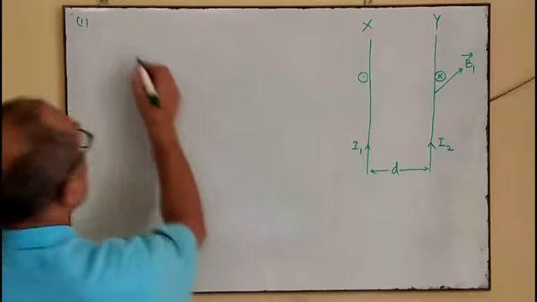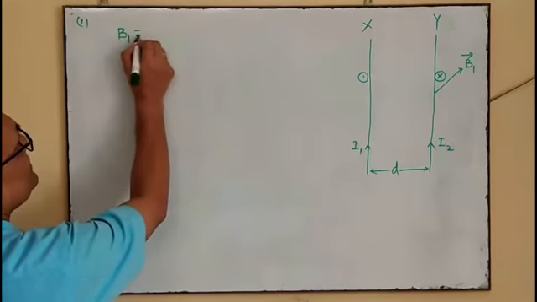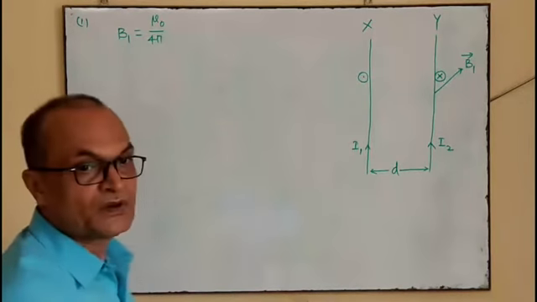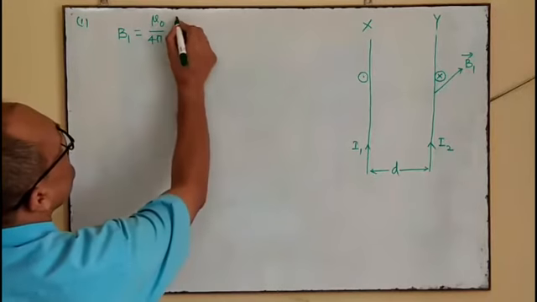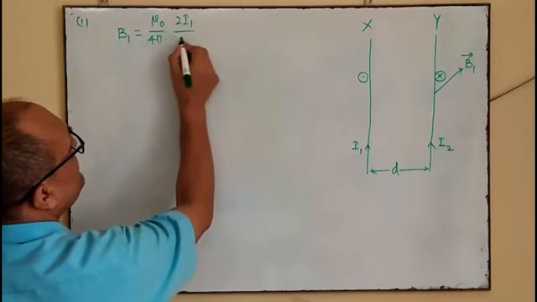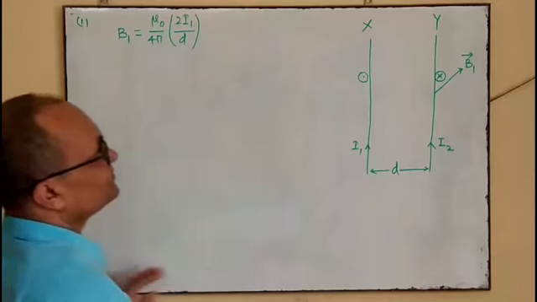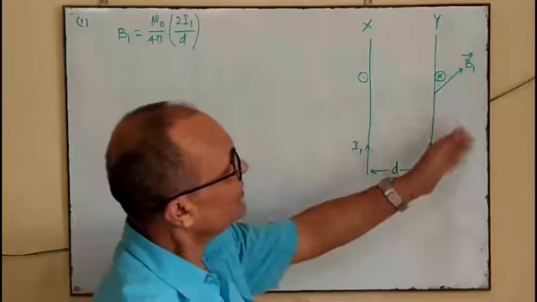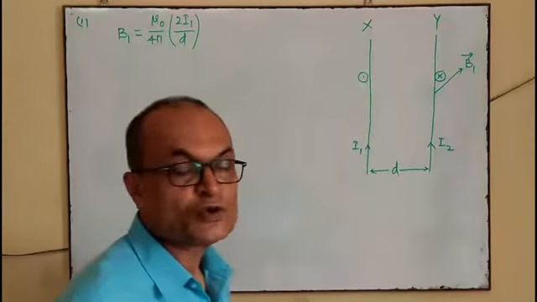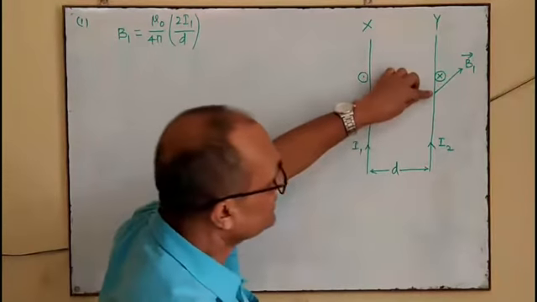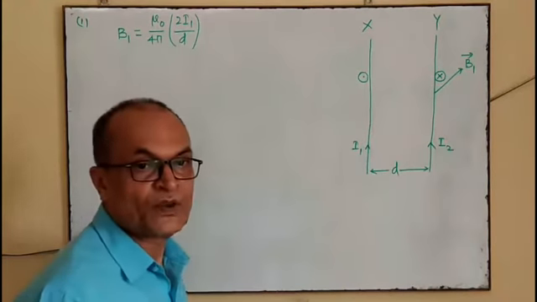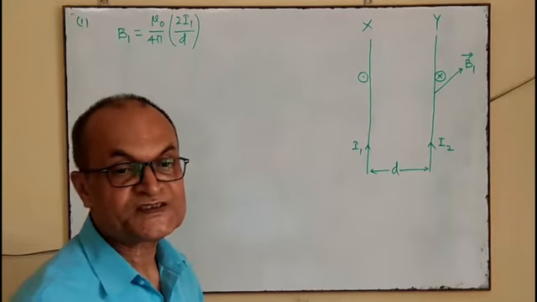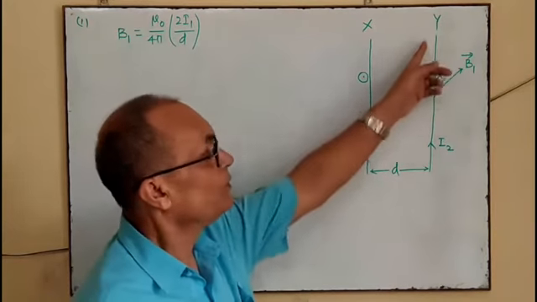So the value of B1 will be mu naught by 4 pi, 2 I1 by the distance D. This is the value of B1, and its direction, as you know, is inside the board. So using this magnetic field, we are going to find out the magnetic force experienced per unit length of the wire Y.